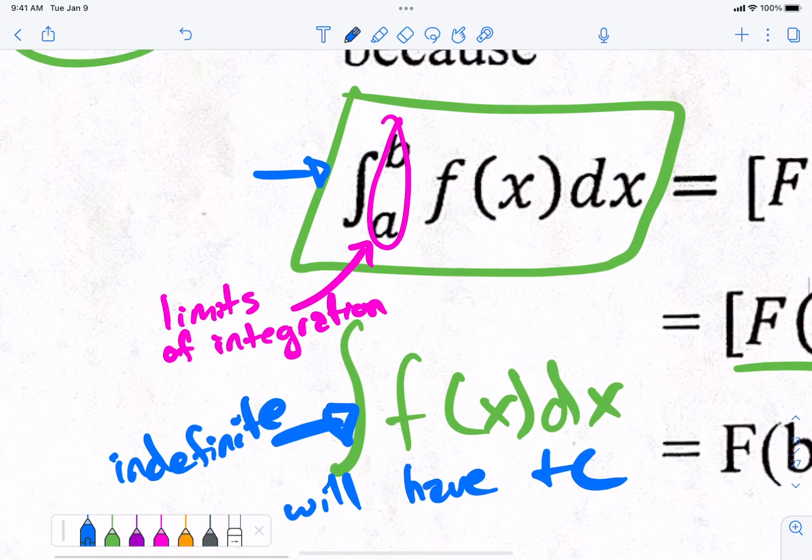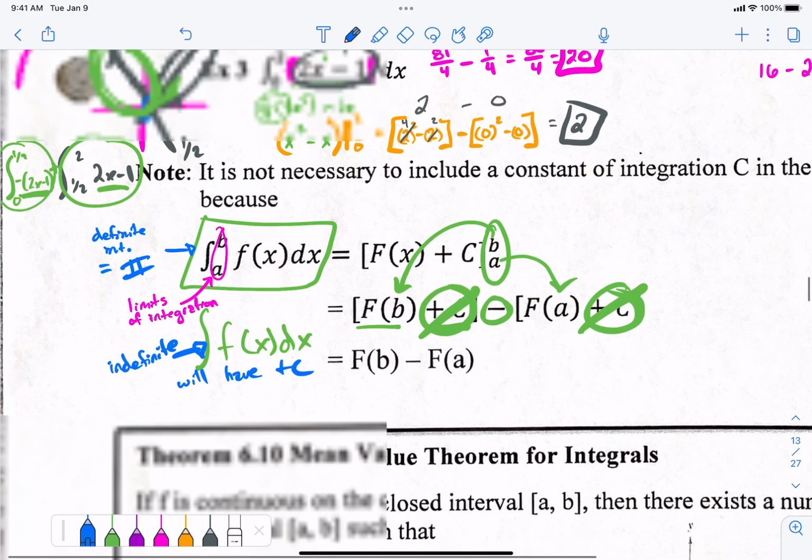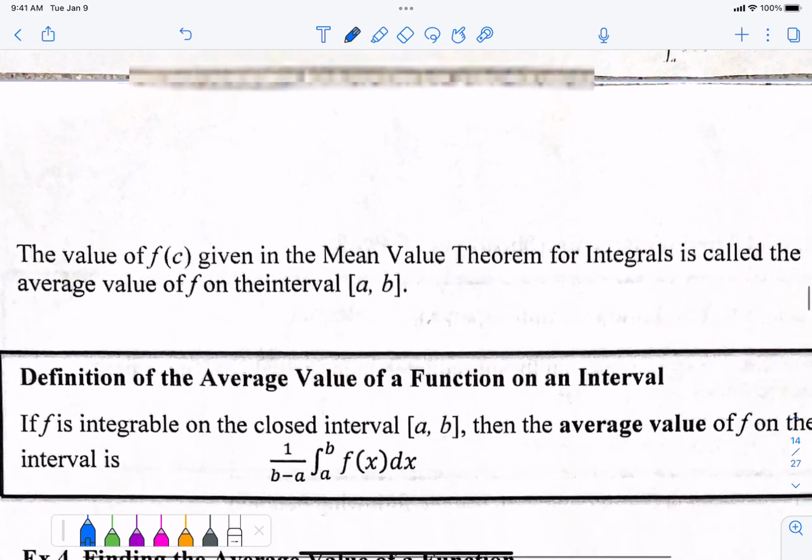Versus this one, which is a definite integral. Its answer will be just a number. I will get an actual number for the area. Definite integrals are what you use when you're finding an actual finite area, versus indefinite, which is just finding the general antiderivative. So if you don't have limits of integration, it's indefinite. If you do, you're going to get a number for an answer and it's a definite integral. Make sense?